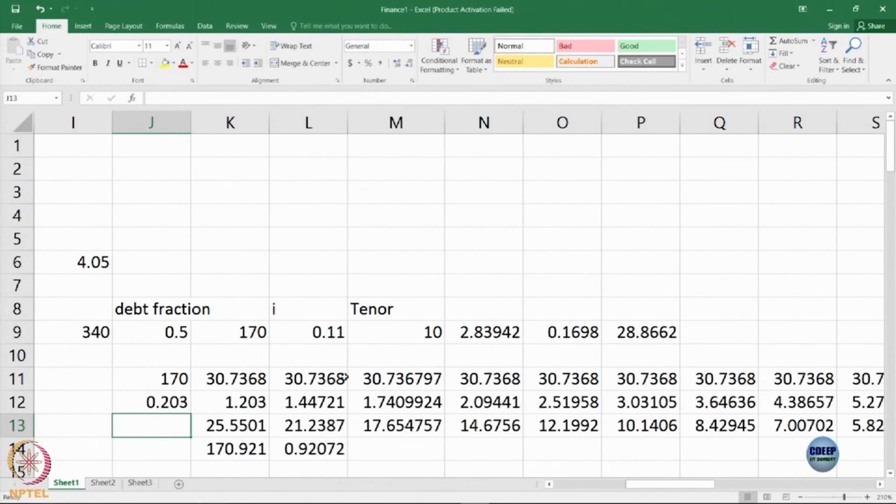And of course this is higher than the value that we got in the case where we are not taking the debt, we were getting 17.3% return on our equity. So it is better that we take the loan.